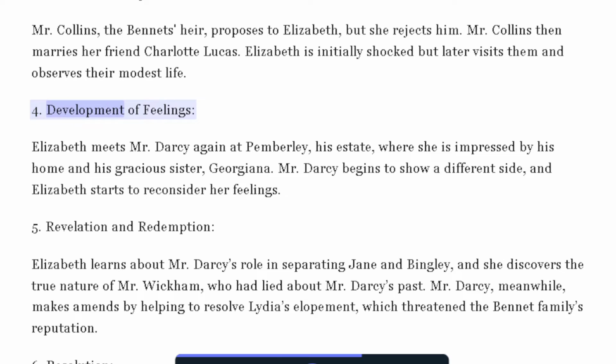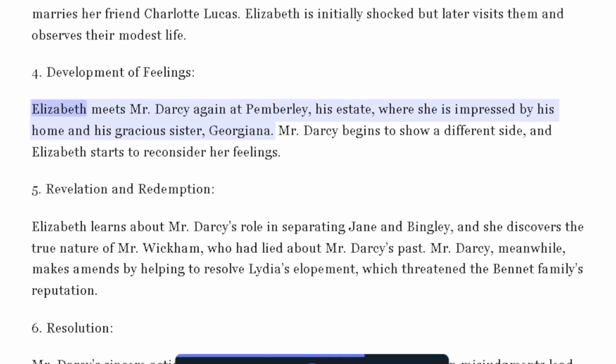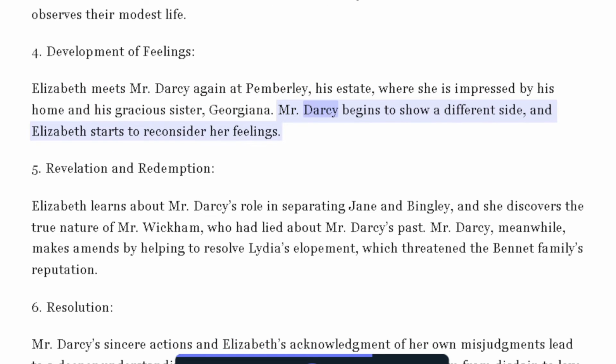4. Development of feelings. Elizabeth meets Mr. Darcy again at Pemberley, his estate, where she is impressed by his home and his gracious sister, Georgiana. Mr. Darcy begins to show a different side, and Elizabeth starts to reconsider her feelings.